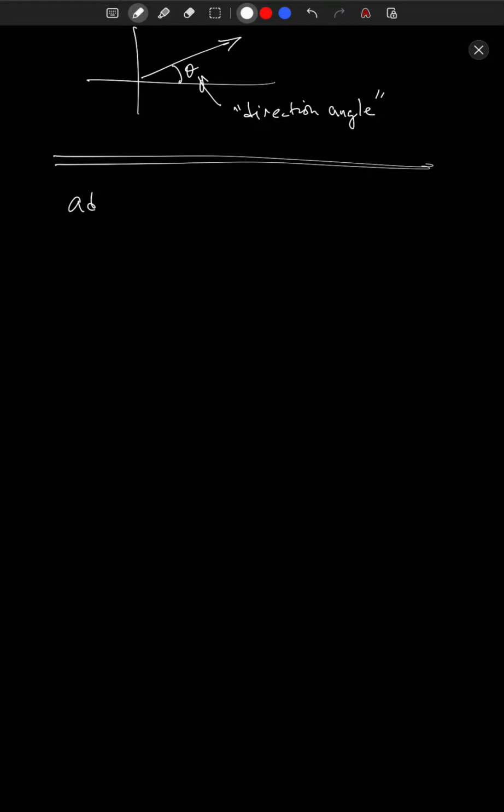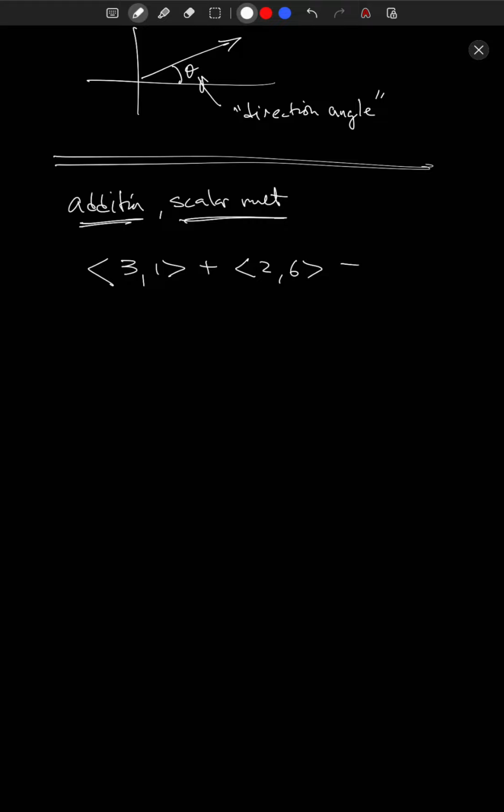Let's talk about addition and scalar multiplication. And of course, by extension, that means we're going to be talking about subtraction as well. So how do I add two vectors that are given in this algebraic form, (3, 1) plus (2, 6)? How would I add them? Well, if we think about how this would happen geometrically, we can figure it out very easily.